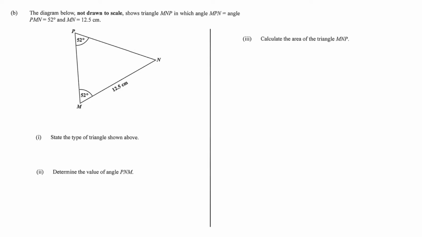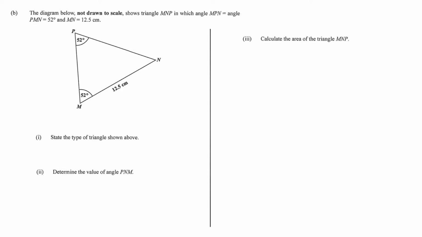In part B, we are given the diagram of a triangle MNP. We are told that the angle MPN is 52 degrees, and the angle PMN is also 52 degrees. And we're also told that the side MN is 12.5 centimeters. In part 1, we're asked to identify the type of triangle that we have here.